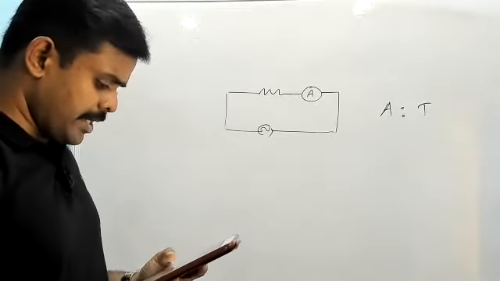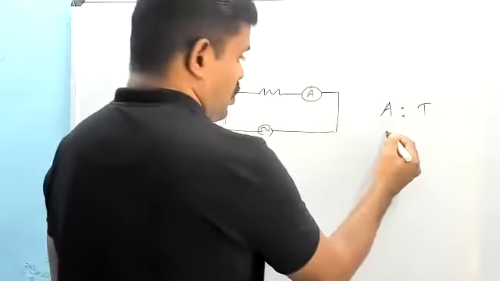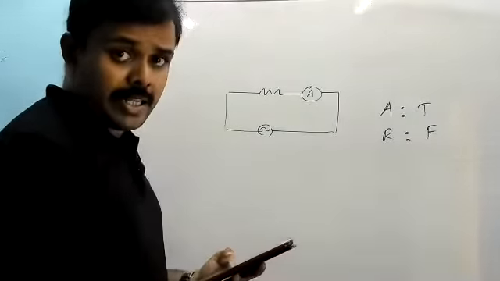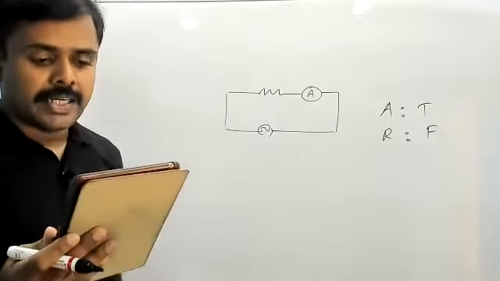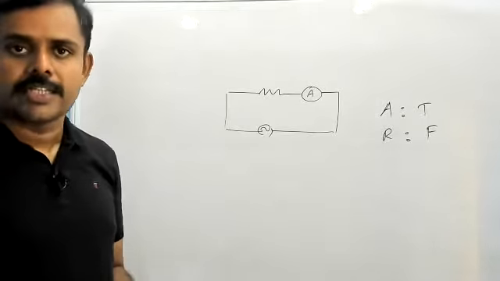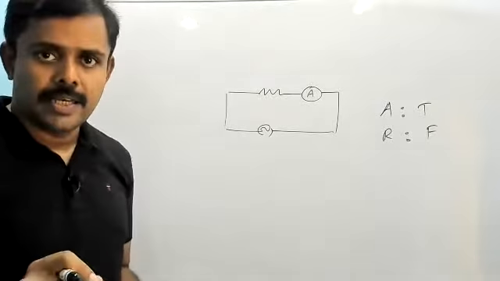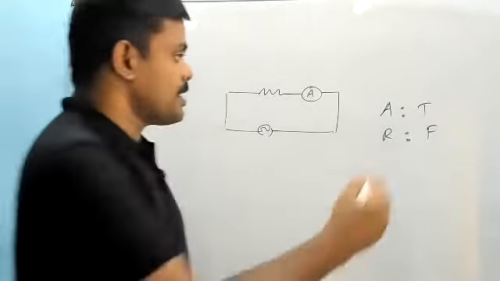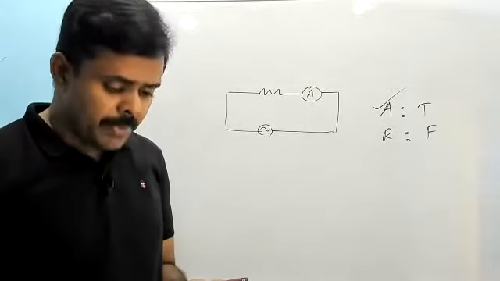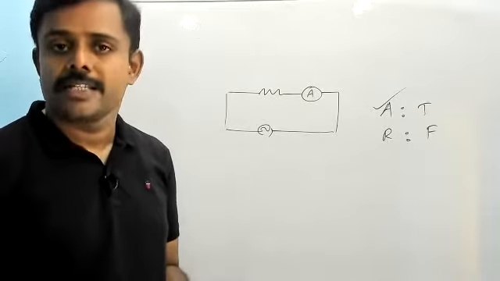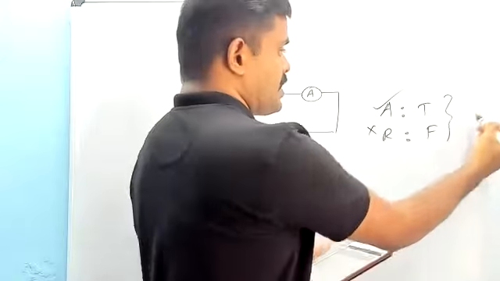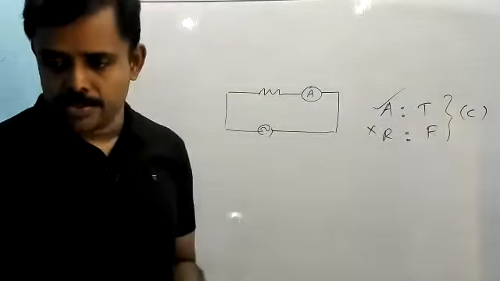Let us see the reason: an ammeter is a high resistance galvanometer. That is wrong. Is an ammeter a high resistance equipment? Read the assertion statement. An ammeter is connected in series. That's right. An ammeter is always connected in series. A voltmeter is connected in parallel. So the assertion statement is true. Now the reason statement: an ammeter is a high resistance galvanometer. That is absolutely wrong. An ammeter is a low resistance equipment. The reason is false, the assertion is true. The answer is option C.